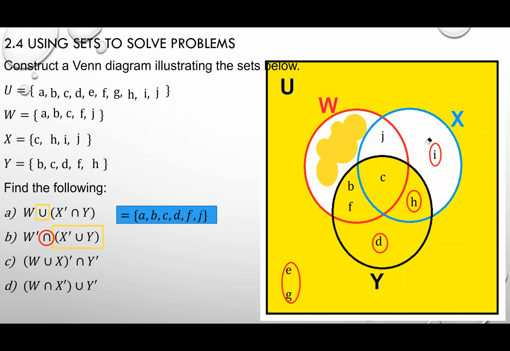We only care about the things that are in yellow, because the intersection is basically whatever is in the parentheses. Now, what are those things in the parentheses? What is outside of W? And that's why my answer was D, E, G, and H.